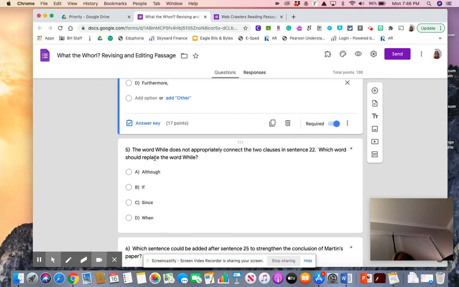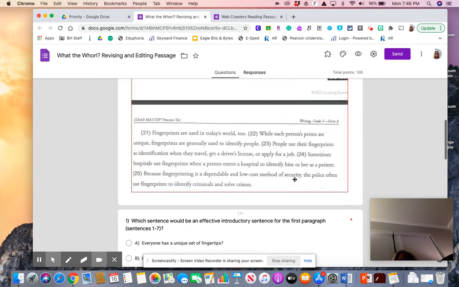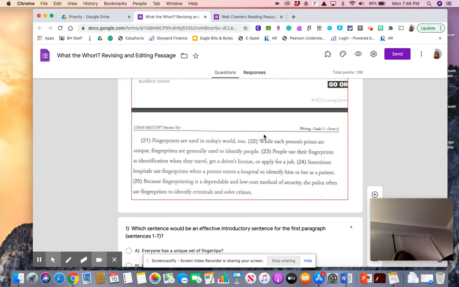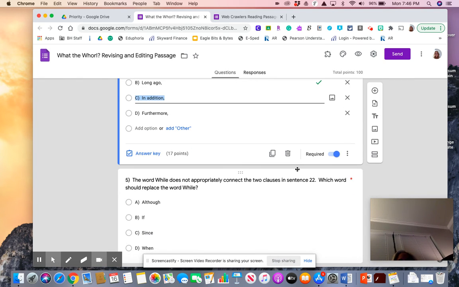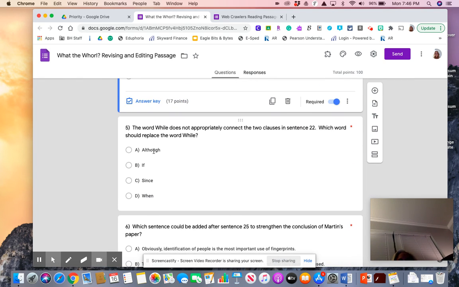Question 5. The word while does not appropriately connect the two clauses in sentence 22. Which word should replace the word while? So let's go back and look at 22. That word while is what they're wanting to replace. So which one sounds better? Although, if, since, when.